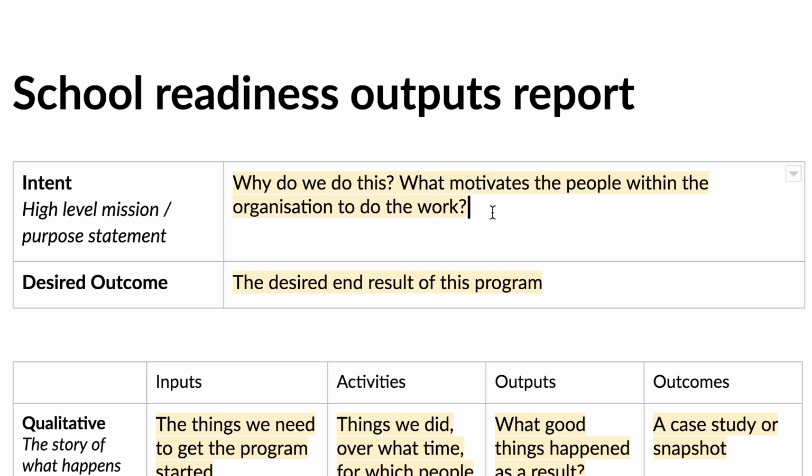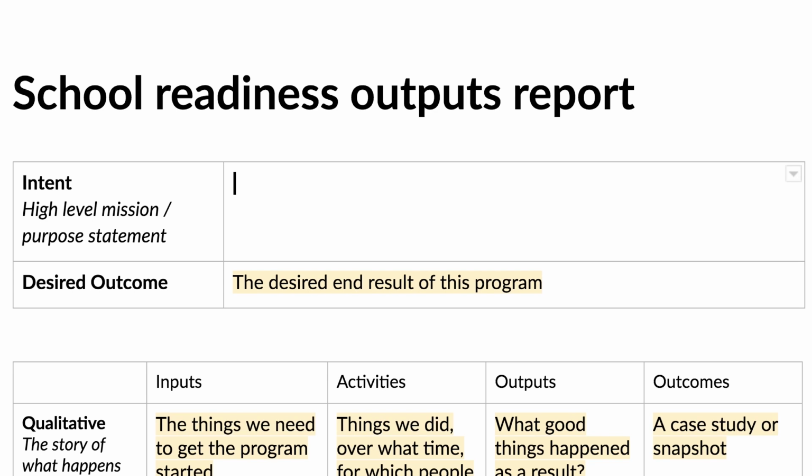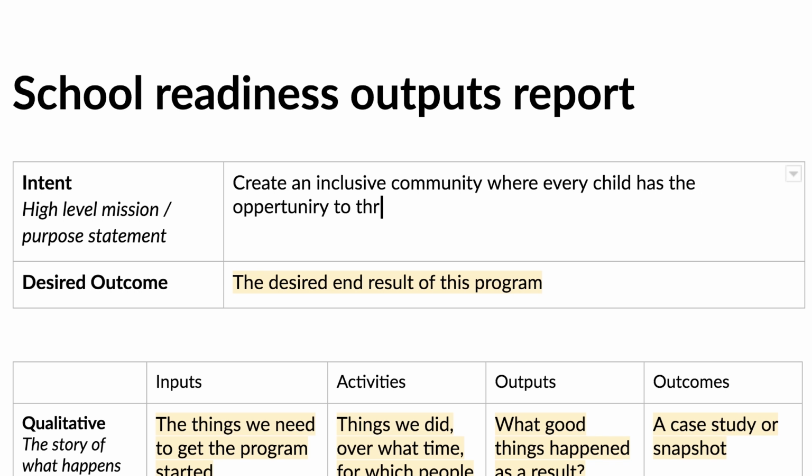So our example is a program for families to help them get their kids ready for school. But why are we doing this? Well, perhaps our theory of change is that kids who have help getting ready for school function better within the community. But why does that matter? Because we want to create an inclusive community where every child has the opportunity to thrive. That speaks to the end result, and it's something to aspire to, whereas a program for parents sounds a bit like a chore.